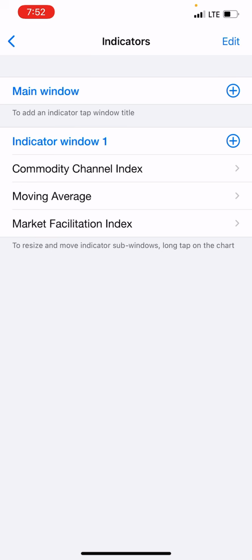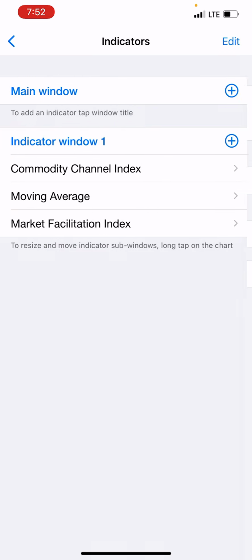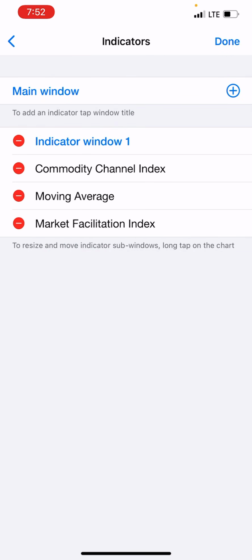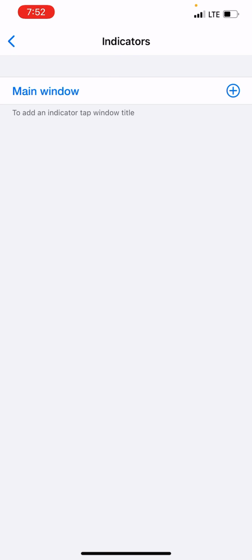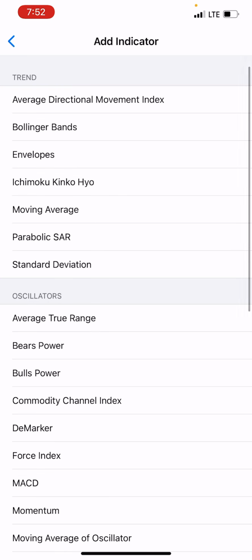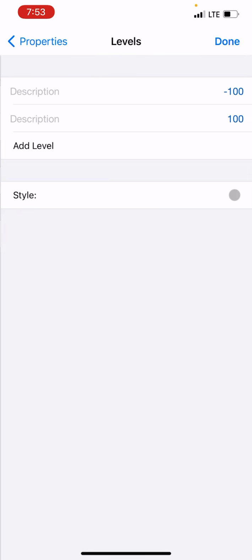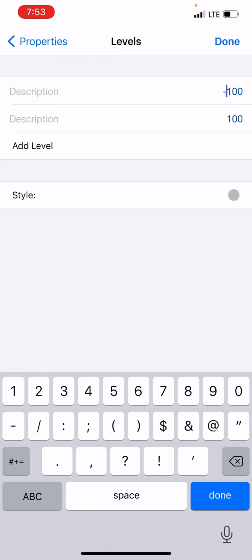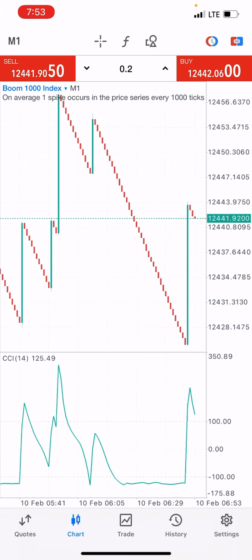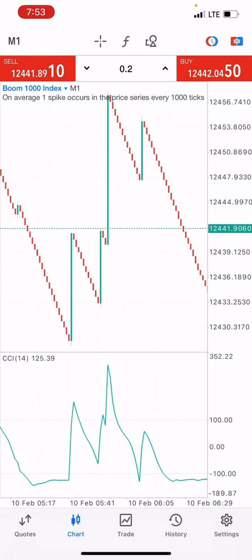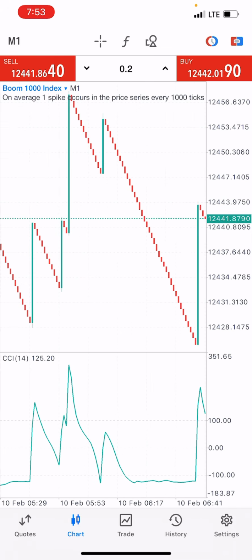Just 3 indicators are needed, so I'm going to delete these now: the commodity channel index and the market facilitation index. Okay, good. So guys, the first indicator you need is the commodity channel index. Set the period to 14, apply to typical price, then the levels -100 and +100, just as you see on my screen. You click done. So this is the commodity channel index that we just added.